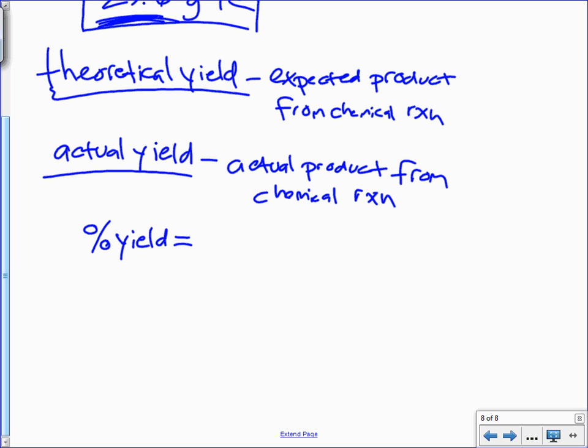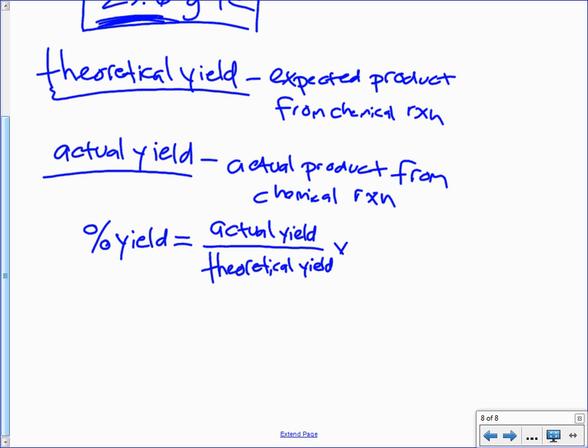So after I've actually done my reaction and got my product, there's a way to calculate percent yield, and it's pretty simple. You take your actual yield, you divide it by your theoretical yield, then you multiply that number by 100%. So that's all there is to it.